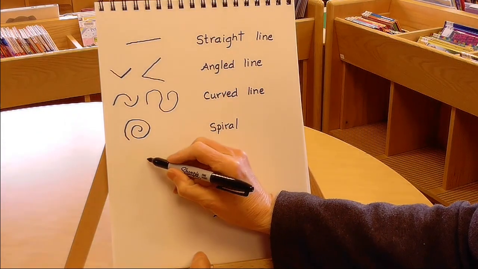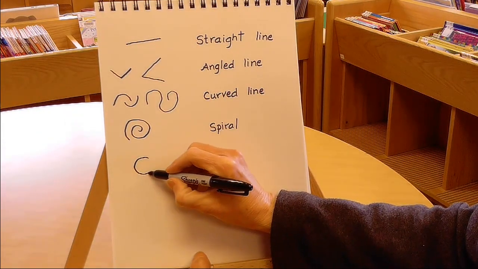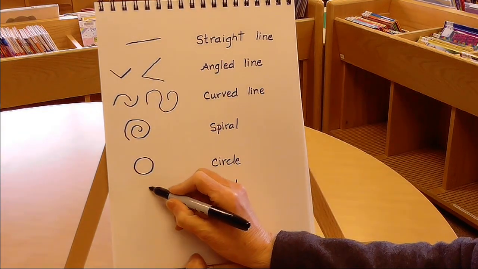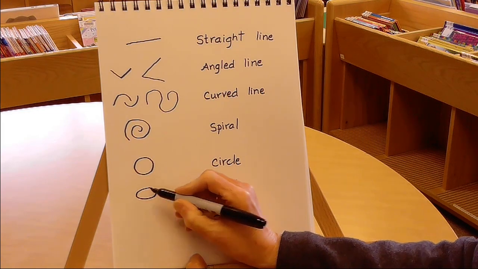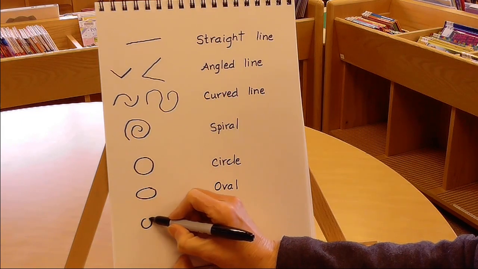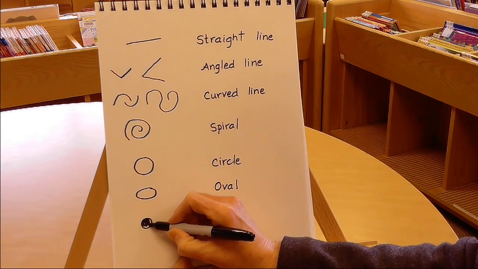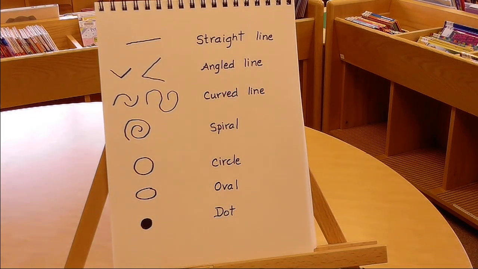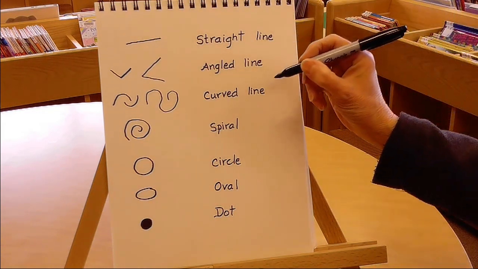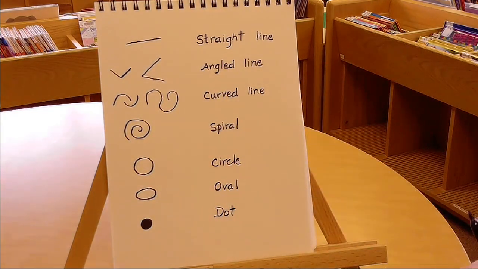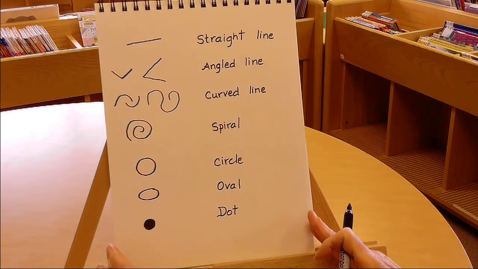A spiral is just going to be going around and around, but never quite meeting itself. A circle is going to be a circle, and it will close. An oval is going to be like a flattened circle. And a dot is going to be either a circle or an oval that is filled in. And everything you draw can be broken down into these things: straight lines, angled lines, curved lines, spirals, circles, ovals, and dots. We are going to draw a bird.